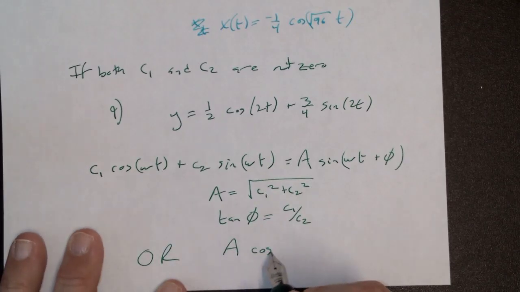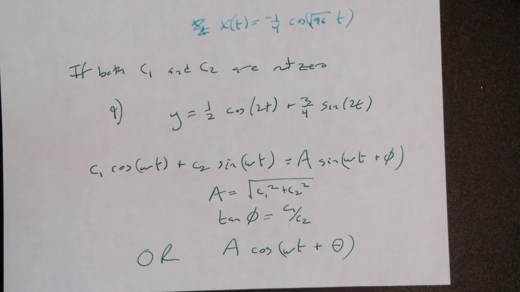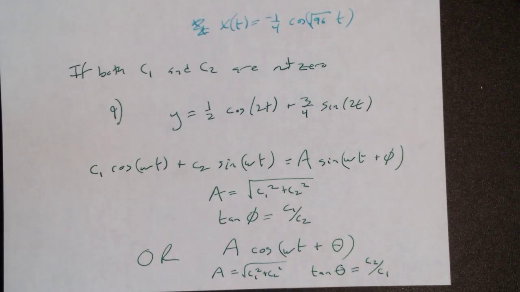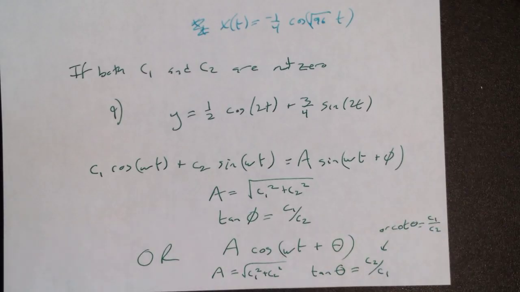Or I can write it as A cosine of omega t plus, I need a different letter, theta. A is the same thing. And tangent of theta is C2 over C1. Or you could remember it by saying, oh, I'm doing cosine, so let's do a cotangent, and then the fraction stays the same, C1 over C2. Which means I can turn this into one trig function. And whether you want to write it as a sine or a cosine, I don't care. You can write it either way. I just have to find the amplitude and the phase shift for whichever version I want.